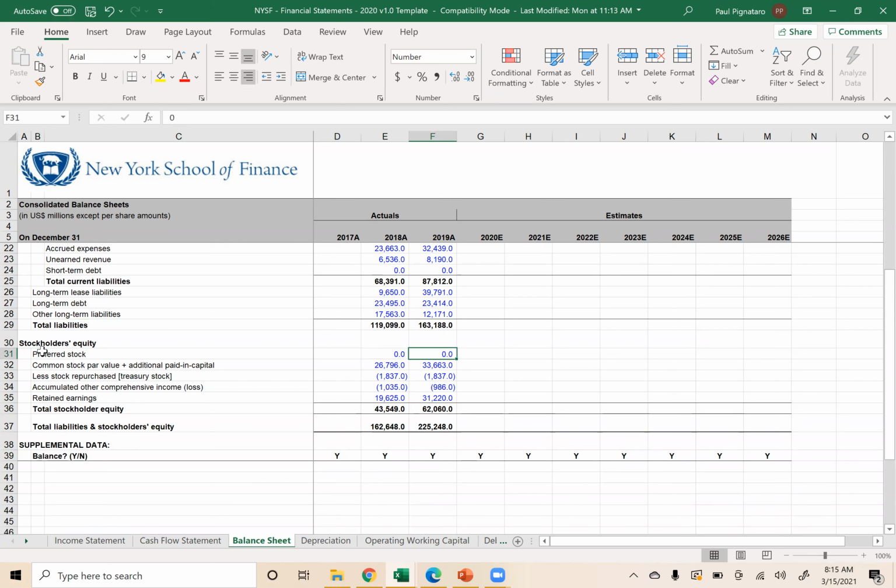And then shareholders' equity. Preferred stock, they have none. Common stock, we talked about how they have a par value of common stock of 5 and an additional paid-in capital of 26,791. We've talked about how we want to consolidate the par value and the additional paid-in capital for modeling purposes. That's one of the few consolidations that we go through. Then we have treasury stock. This is repurchased stock. And then we have retained earnings and accumulated other comprehensive loss.